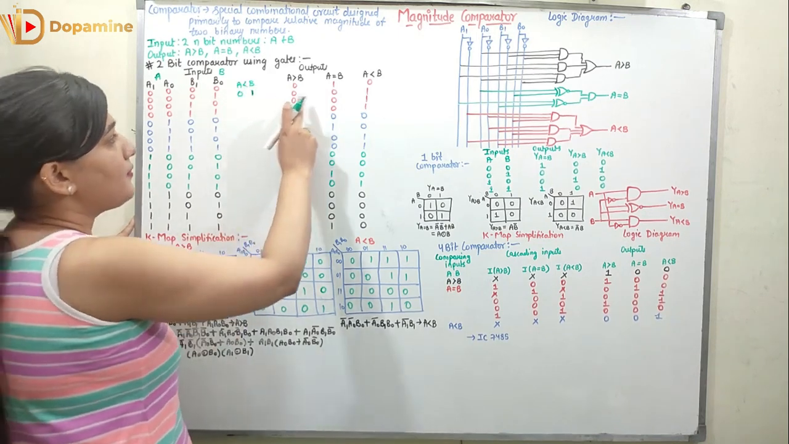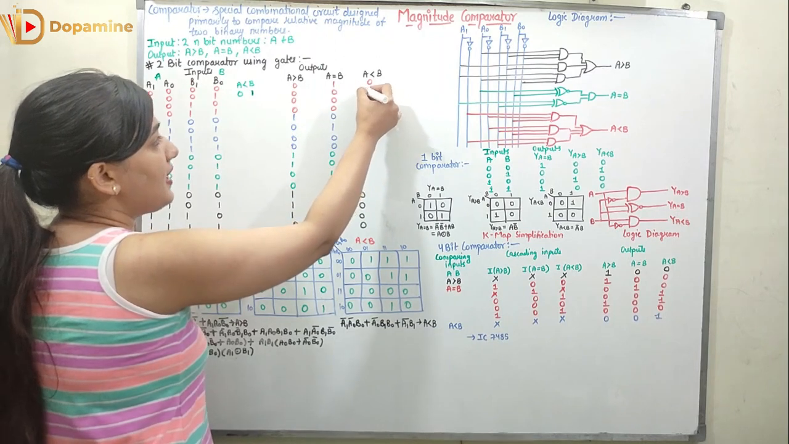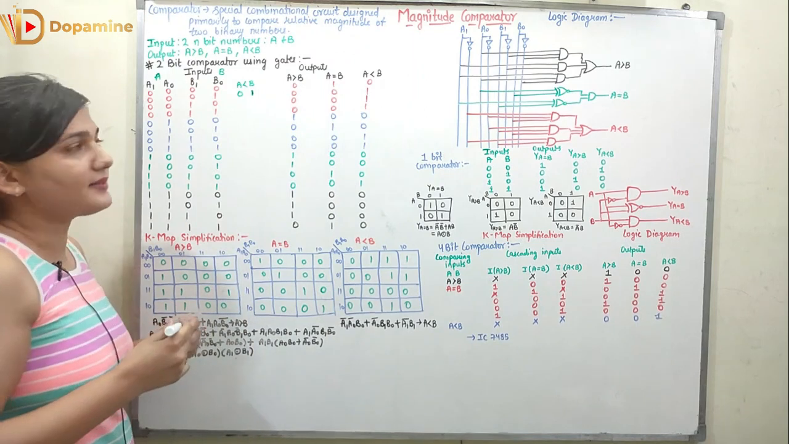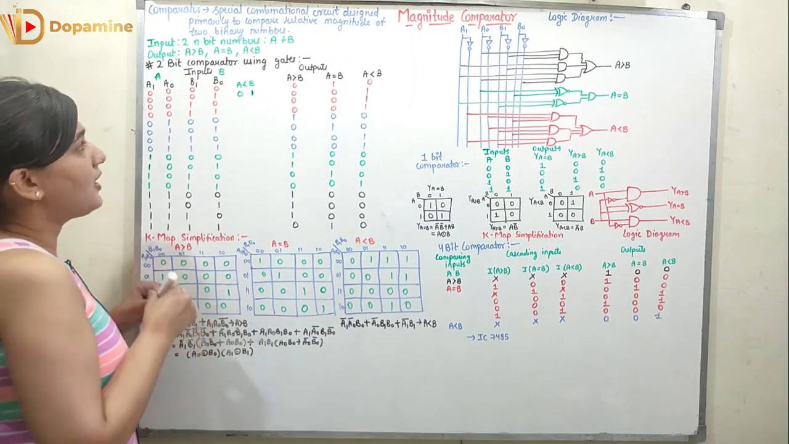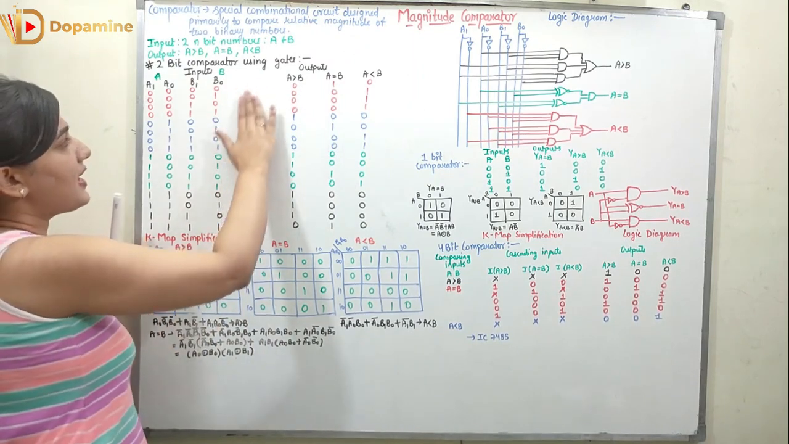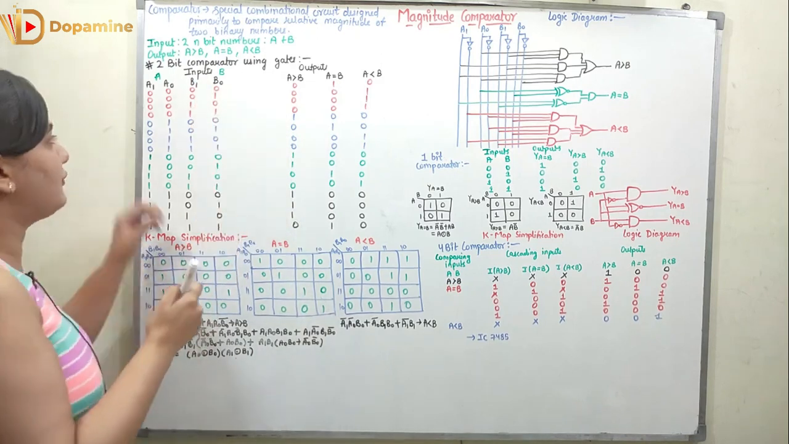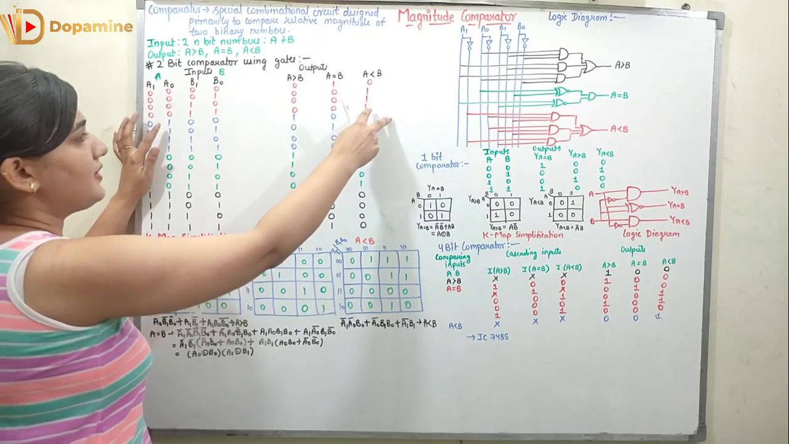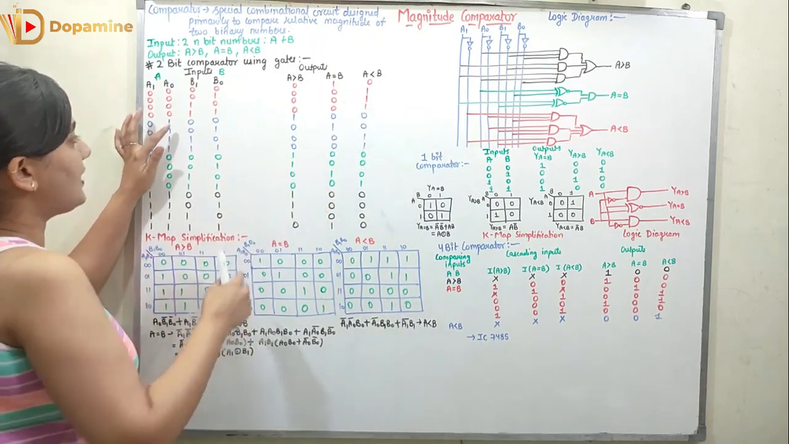So in this manner, here A is less than B is having the high output, and A is equal to B and A is greater than B are having low output. Similarly, you can design the truth table for all of the values. So here again 0010, A is less than B; 0011, A is less than B; 0100.